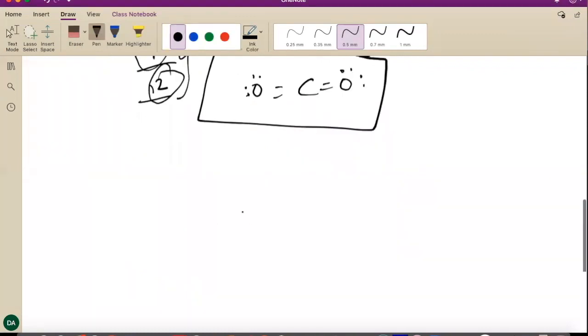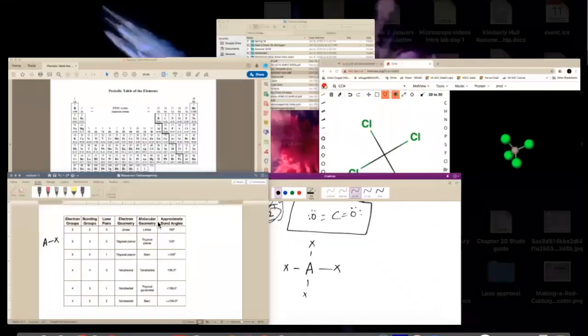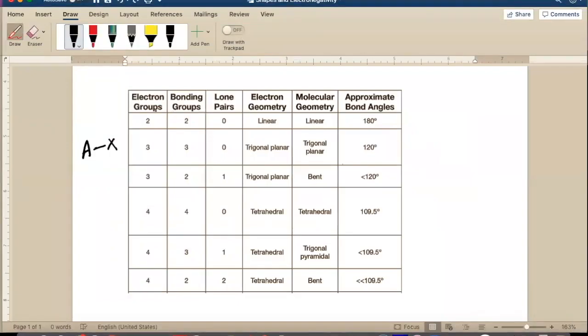So guys, let me ask you, if I put a central atom A here, and then it has these outer atoms, can you tell me this central atom A has how many neighbors? 4 neighbors. So when I say it has 4 neighbors, that means it has 4 electron groups. You see the electron groups?